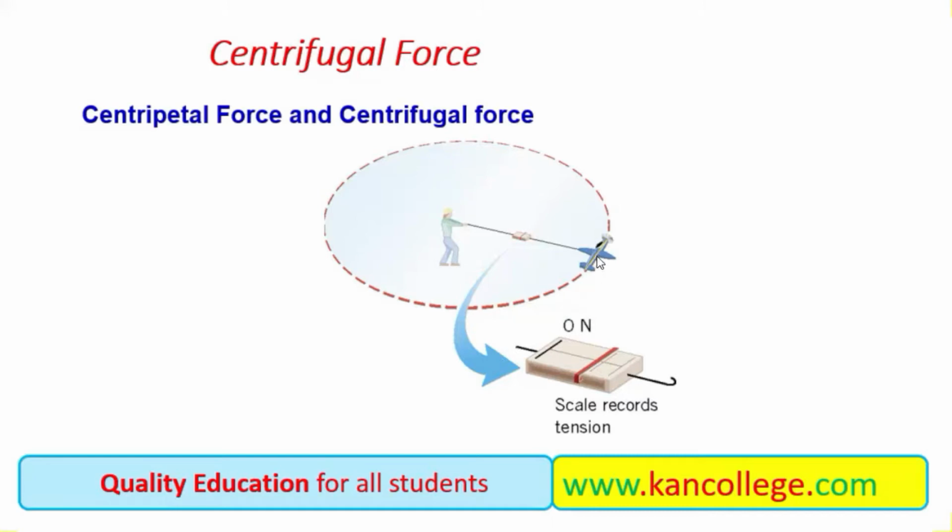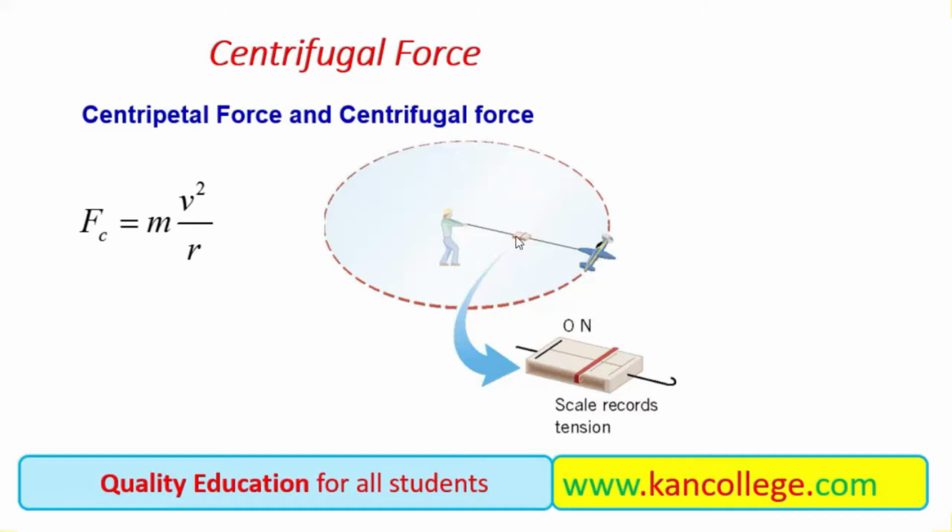For example, if this toy aeroplane is being circulated by this man with the help of rope, then there will be a centripetal force of the value mv square over r, where m is the mass of the toy, v is the speed of the toy, and r is the radius of the circle.